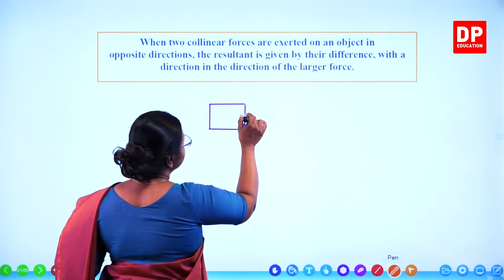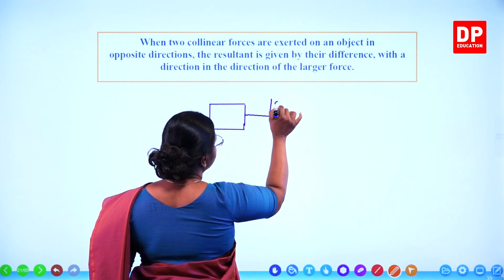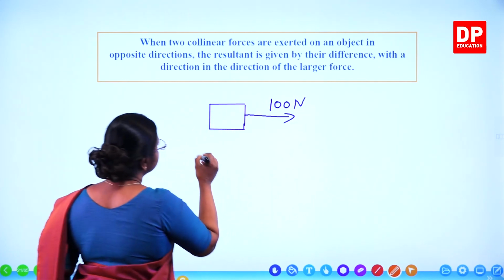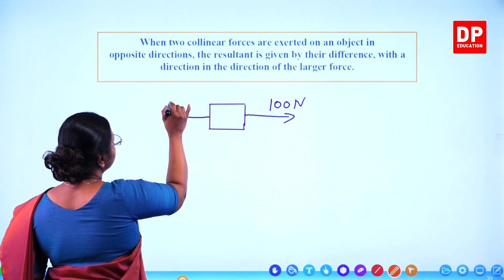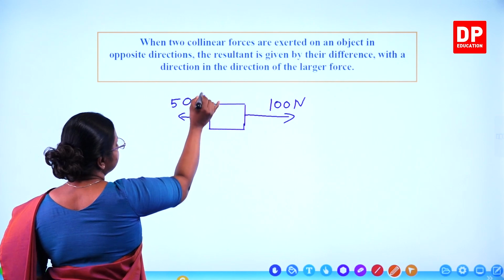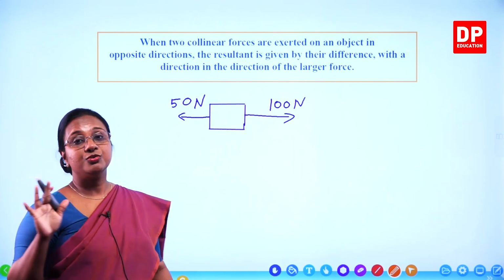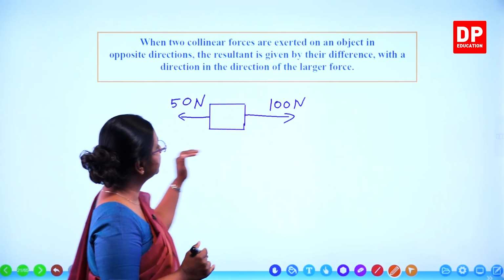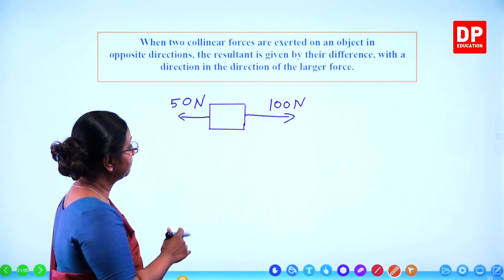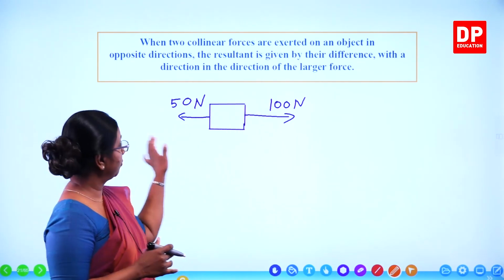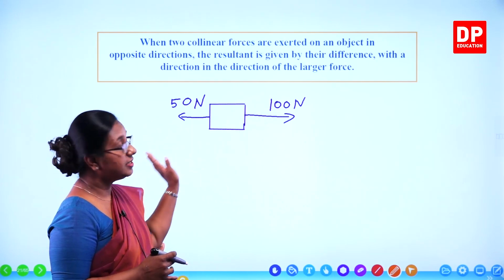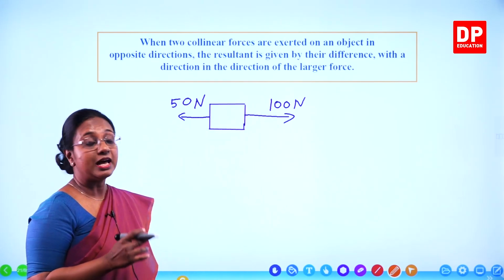So here, let's say we apply a force of 100 Newton towards this side. If we apply a force of 50 Newtons towards this side, from the values, you can immediately say the object will move in this direction. Why? That is the larger force. Collinear forces, opposite direction, and that is the larger force.